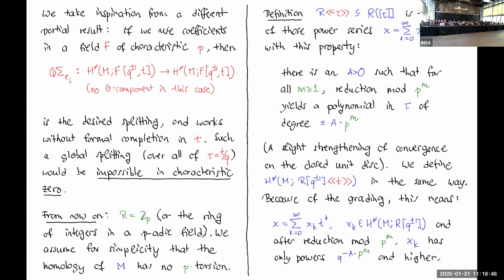The remarkable thing about these things here is that you don't actually need to have formal completion in T. So if you think in terms of the degree 0 variable tau, then the splitting holds over the entire function field. Now, if this was characteristic 0, this would be absolutely impossible because of the monodromy around the opposite end, tau equals infinity, which is q equals 0.